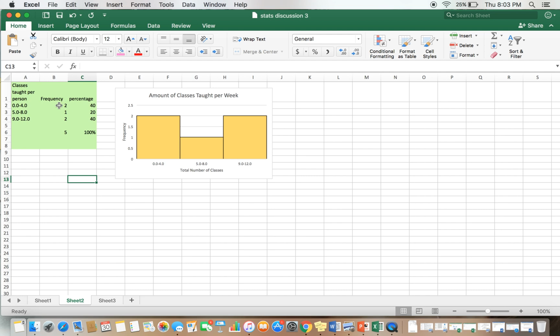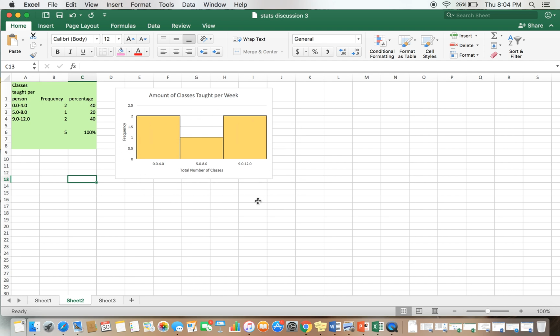So 2 people taught between 0 and 4 classes, which would give me a percentage of 40% of the 5 people. From 5 to 8 classes a week, that was only 1 person, so 20%, and for 9 to 12 classes, 2 people, also 40%, totaling up to 100%. This is then shown here in our graph, where the bottom x-axis is total number of classes and the y-axis is frequency, and what it's showing is our bin sizes, 0 to 4, 5 to 8, and 9 through 12, and it's giving us all of that information.